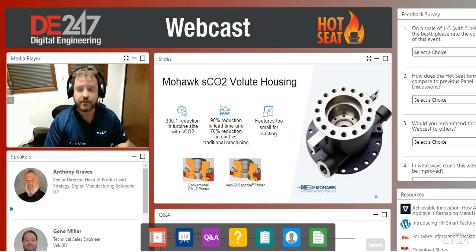Mohawk is another power generation solution. We have these very complex volute sections that are very inaccessible. This is another good example of how you couldn't get out any of the support material that you would add into some of these volutes and channels.